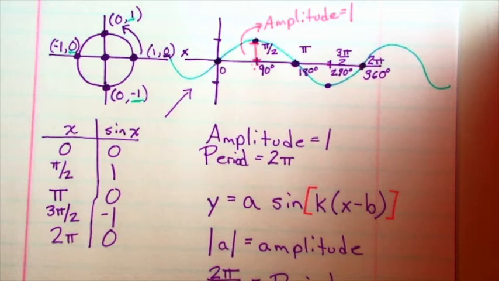Okay, let's do another one. Now on this one, we're going to add in a shift. So if I want to add in a shift, then this one's going to have a B value on it. And that last one did not.